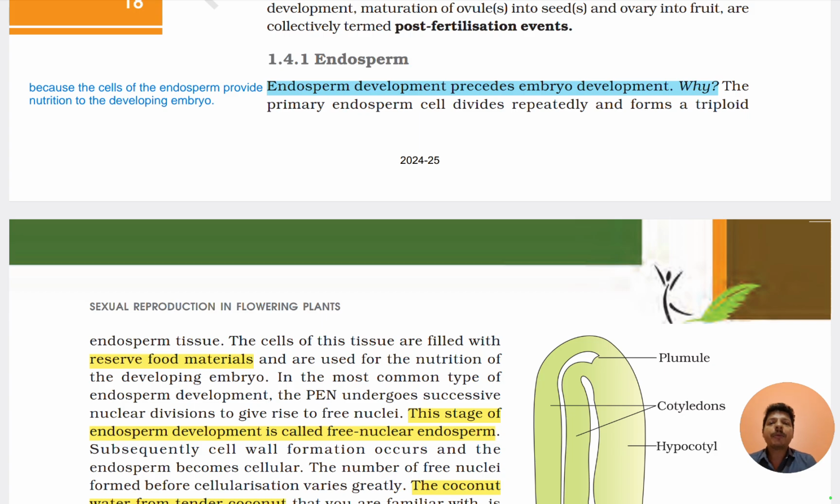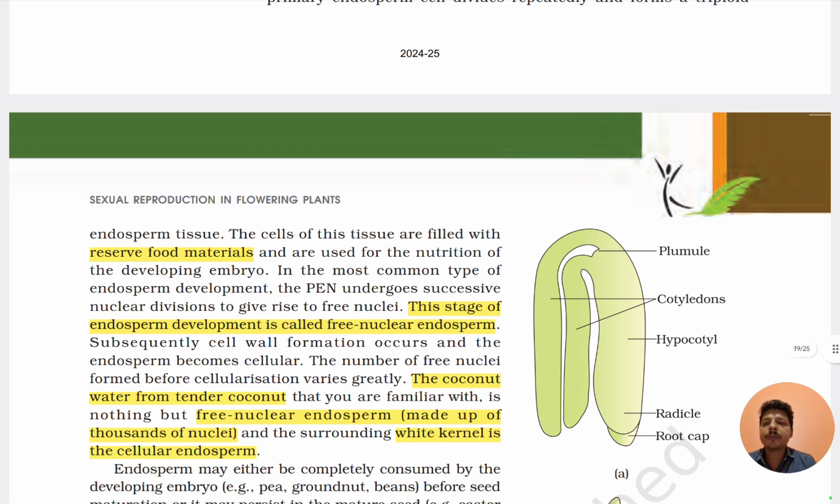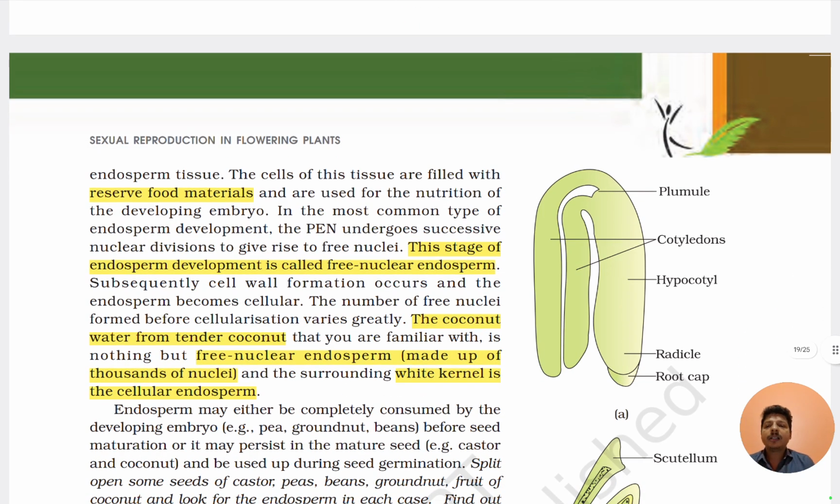Endosperm. Endosperm development precedes embryo development. Why? Because the cells of the endosperm provide nutrition to the developing embryo. That's why. And here the reserve food material is also present. The stage of endosperm development is called free nuclear endosperm.